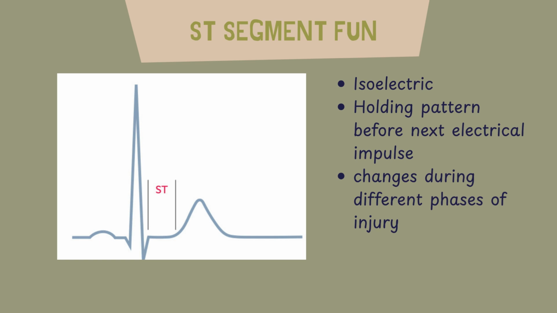To make sense of it, we need to build a foundation. Let's talk about what happens to the heart muscle in stages: ischemia, injury, and infarction, and then we'll connect each one to how it shows up on the EKG.